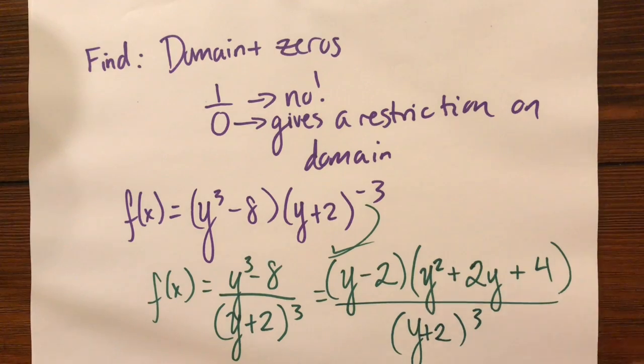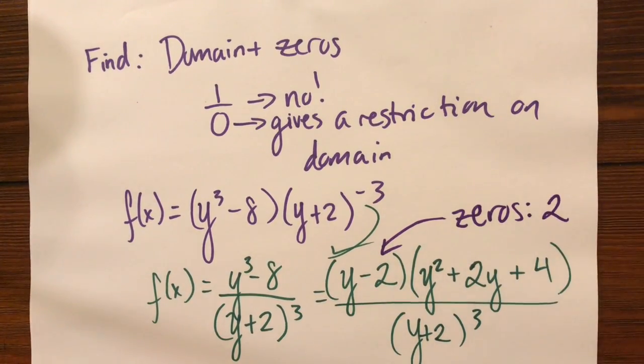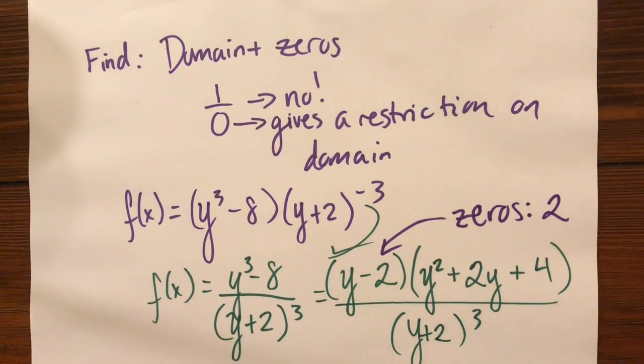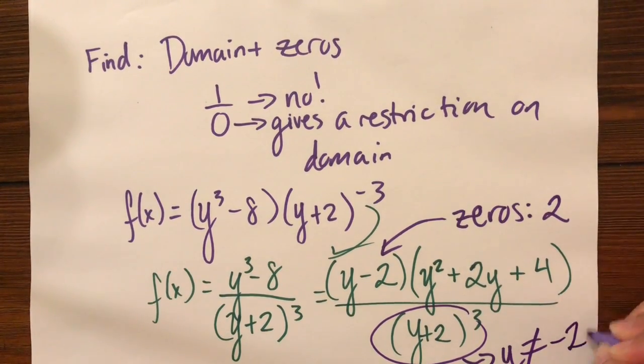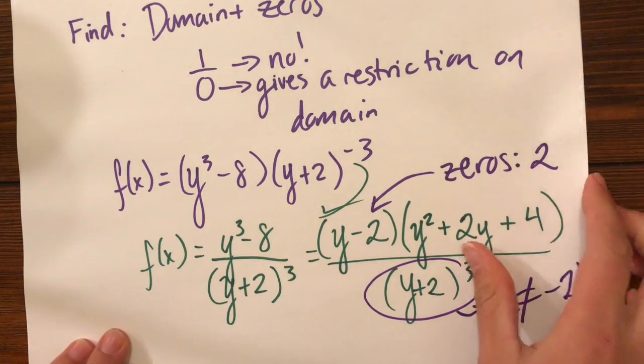Okay, so now I can't actually cancel anything here, but my goal was actually to find the zeros, right? The things that make the top 0, actually, right? Because if the top is 0, then the whole thing is 0. So that's just y equals 2. Okay, and then also the domain. So I realized that y cannot equal negative 2, otherwise that would make the bottom 0. So my domain is all reals except negative 2.